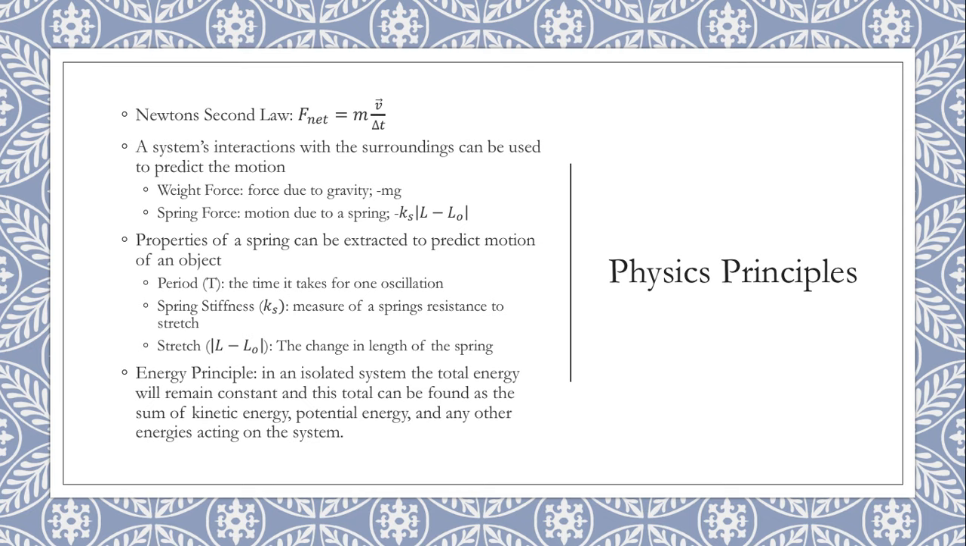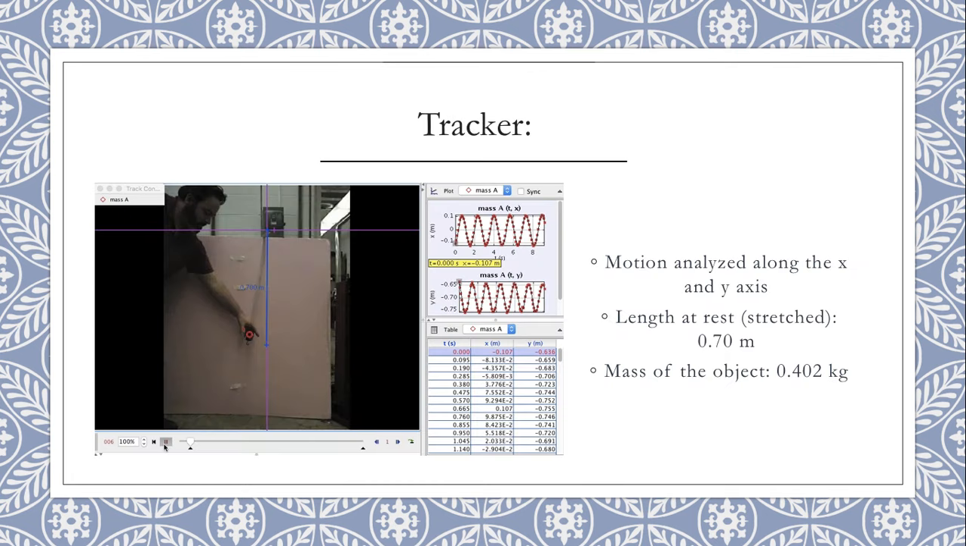Properties of a spring that can be extracted to predict motion are the period, stiffness, and stretch of the spring. The period is the time it takes for one oscillation. The spring stiffness is the measure of a spring's resistance to stretch, and stretch is the change in length of the spring. In this lab, we also use the energy principle to see how an object interacts with its surroundings at certain points in its motion.